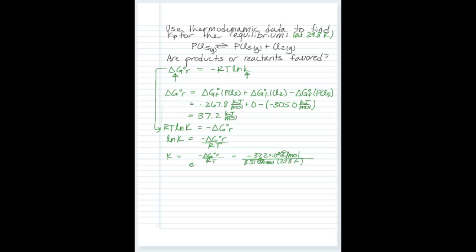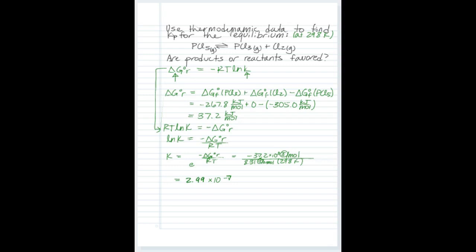Okay, so let us do this calculation here. It's 298. I'm going to get a number. It's a negative number, negative 15.02, but I'm going to take that as an exponent of e. So I'm going to do that in my calculator real quick. And what I get is 2.99 times 10 to the negative 7. Okay, and K doesn't have units, so we don't need to report units for K.